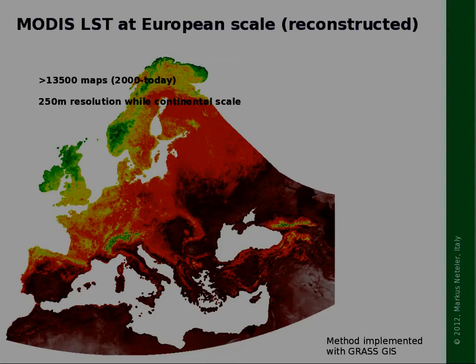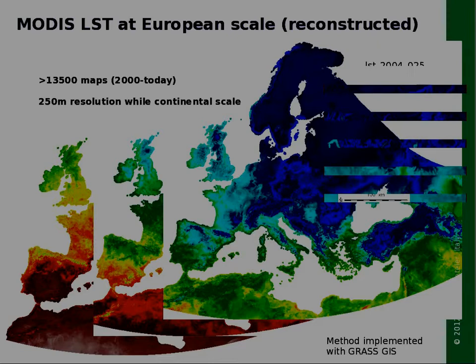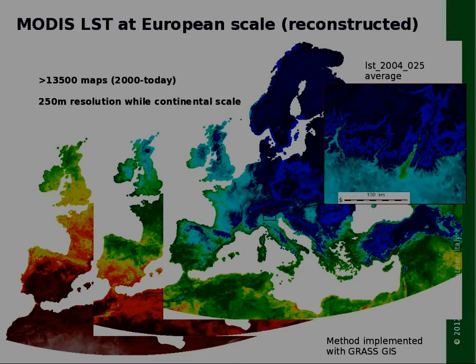There are 4 maps per day available at the final resolution of 250 meters, but at continental scale. Here we see one map of about 14,000 maps, which we have almost completed so far. These are 2 different stages, 2 different dates, and we can also zoom in to see some more detail, and you can see the resolution is 250 meters at this point, delivering high resolution of detail.